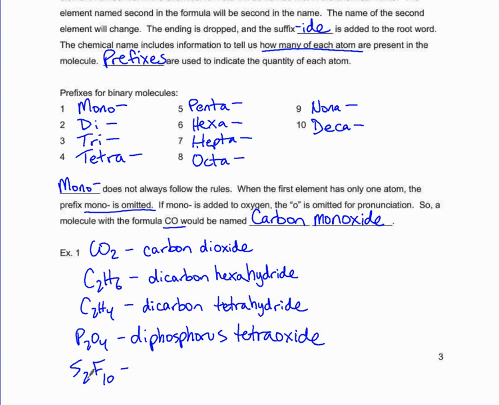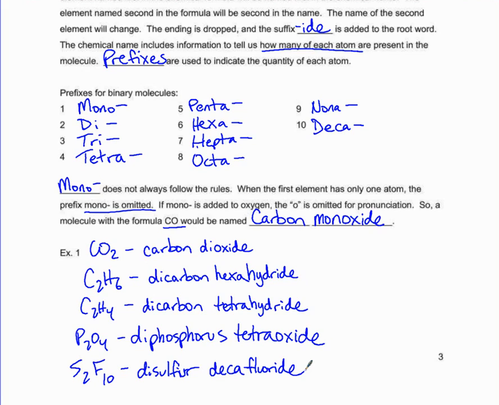S2F10, we have 2 sulfurs. Disulfur. 10 is decafluoride. So this is just some examples for our naming system.